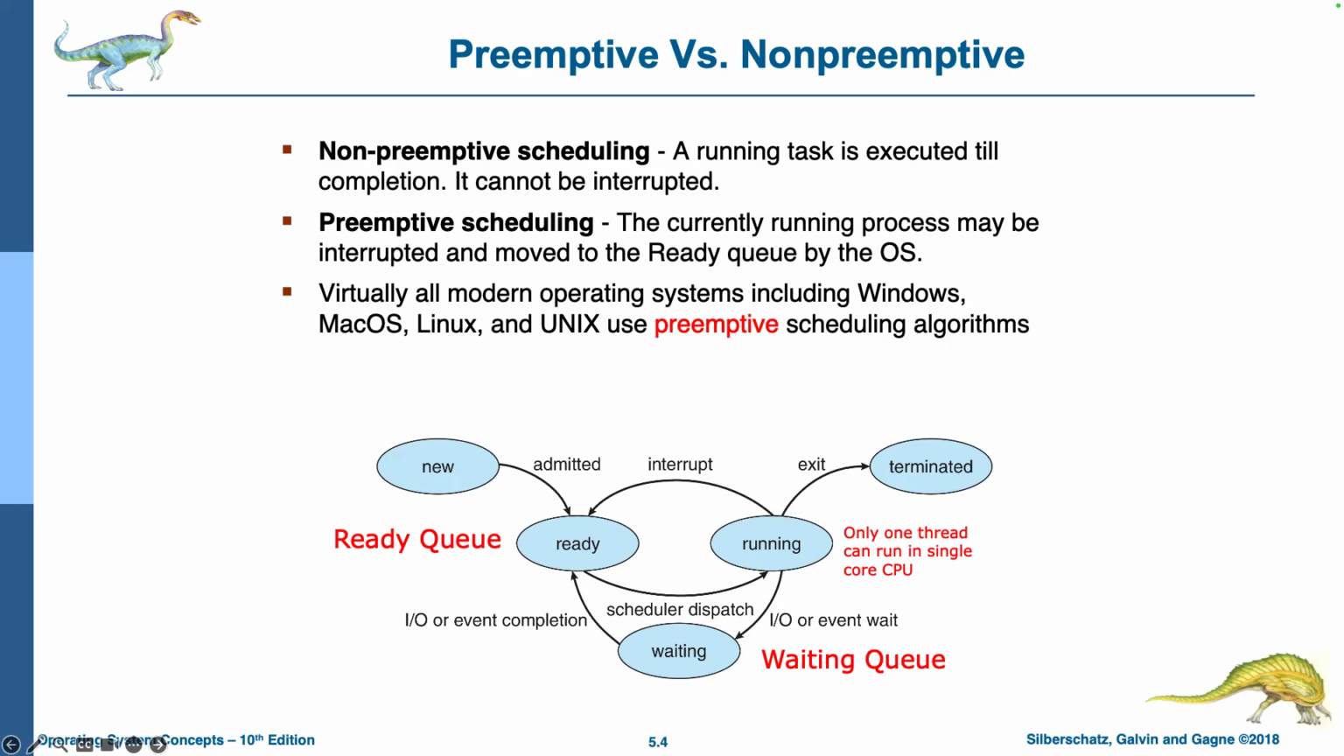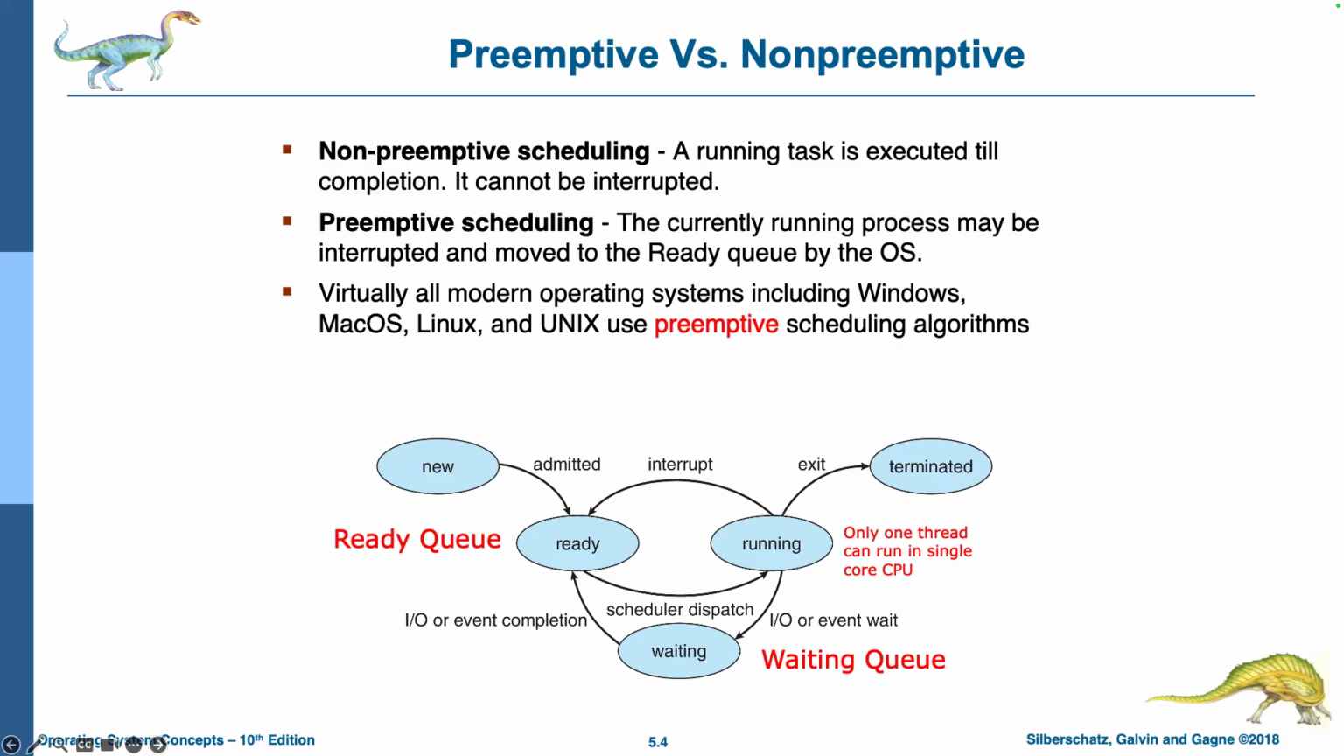Next, preemptive versus non-preemptive. Non-preemptive scheduling means a running task is executed until it's complete. We never interrupt it. So the process comes, it will run until it finishes. It cannot be interrupted. That's non-preemptive scheduling. Otherwise, preemptive scheduling means it can be interrupted and moved to the ready queue.